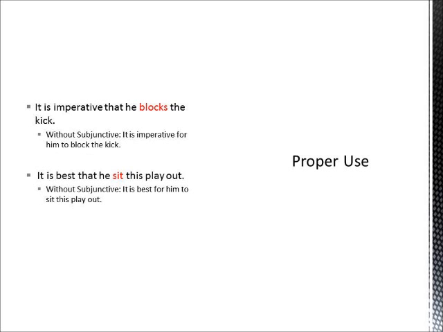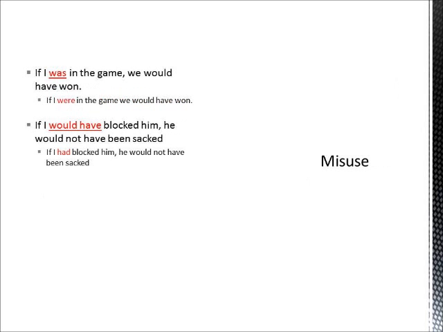Proper use would be, it is imperative that he blocks the kick. Without the subjunctive, it would be read as, it is imperative for him to block the kick. Another example would be, it is best that he sit this play out. Without the subjunctive, it is best for him to sit this play out.